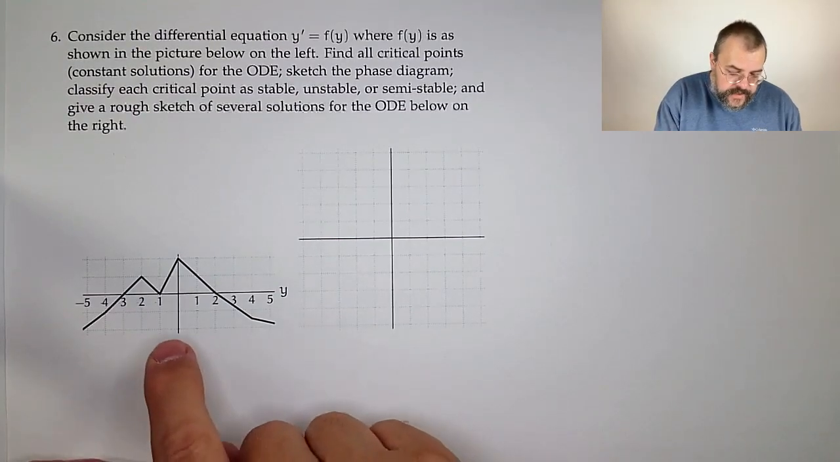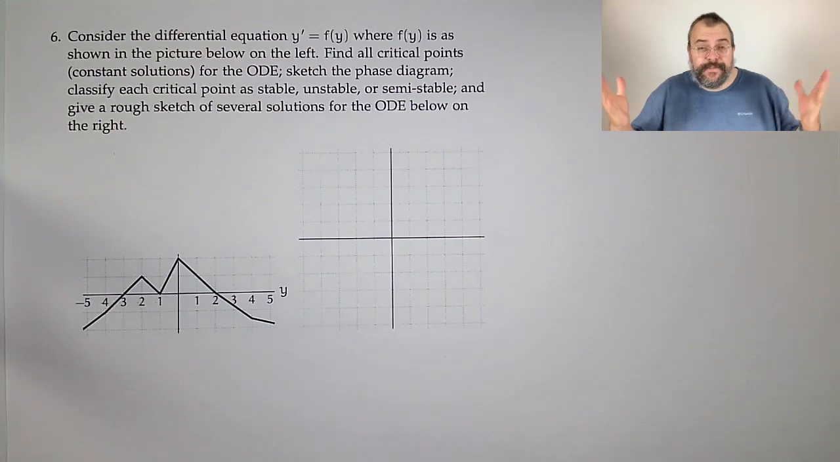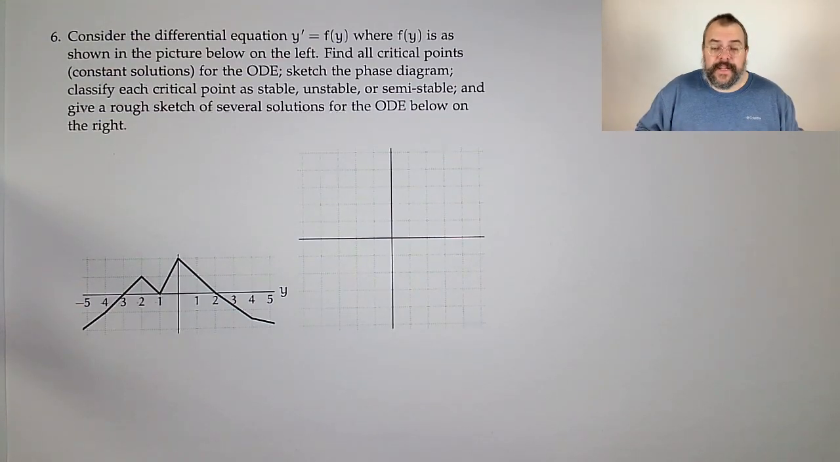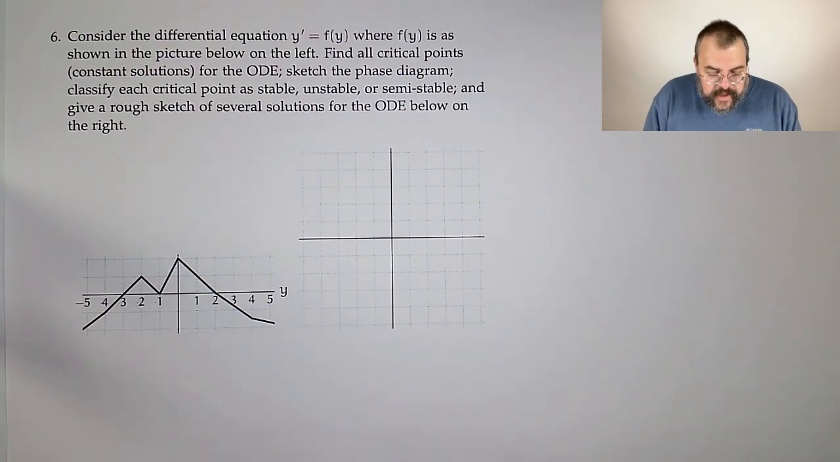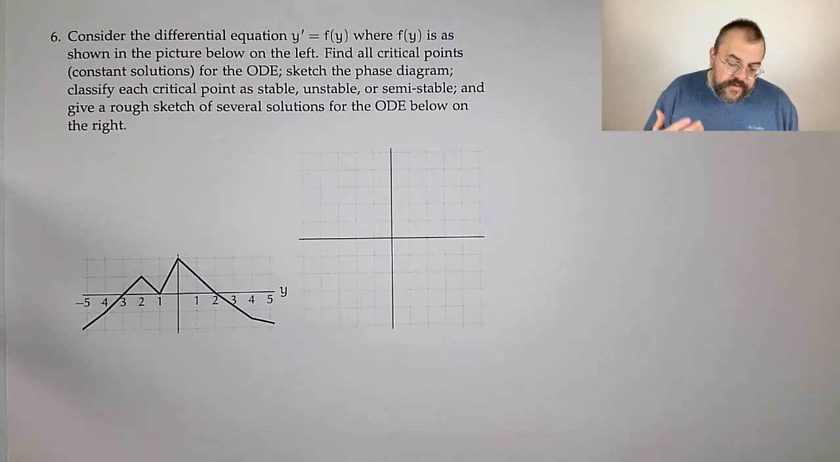And f of y is shown in the picture below on the left. So here's f of y. And you'll notice we don't have an explicit expression for f of y. We just have to go by the picture. So, okay, all right. Find all the critical points, which are the same thing as constant solutions for this ordinary differential equation. Sketch the phase diagram. Classify each critical point as stable, unstable, or semi-stable, and give us a rough sketch of several solutions for the ODE below on the right.